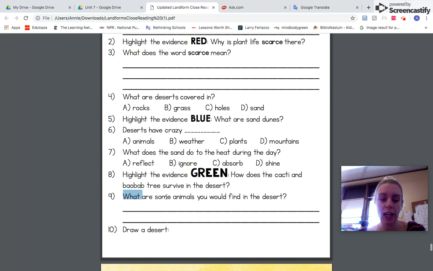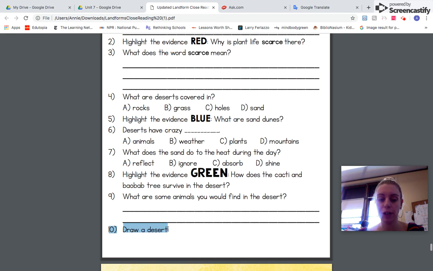Number 9. What are some animals you would find in the desert? Okay, so let's restate this question. Some of the animals you would find in the desert are, and then pretty sure it's almost in the last paragraph of the article, you'll find what the animals are. So restate again: Some of the animals you would find in the desert are, and then write down the animal names. Go back, pause, and go back and look.